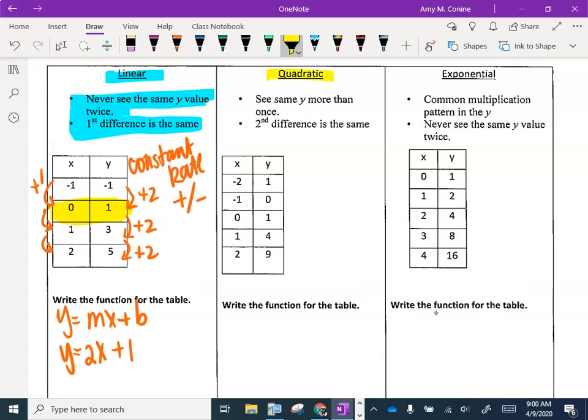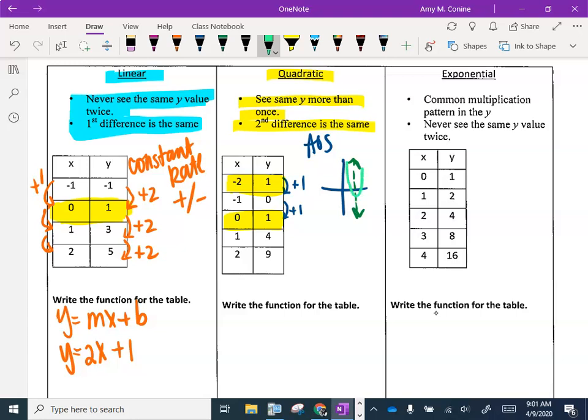you see the same y value more than once, and then it says your second difference is the same. So what that looks like, if we're saying, okay, this is going up by 1, this is also going up by 1. So these two differences are the same, okay? And then we have this y value right here that's the same, okay? And this comes back to your axis of symmetry when you have your axis of symmetry for your parabola.